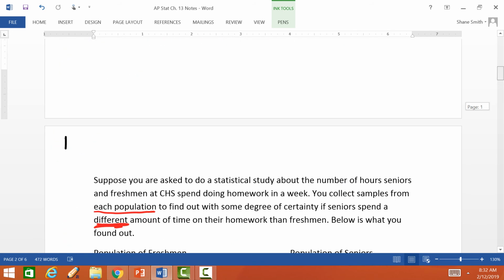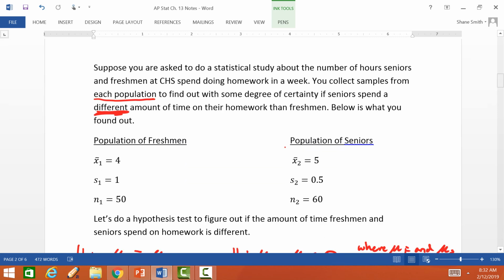So I'm going to scroll up here and show you back to this one. The X bar sub 1 is 4, that's for freshmen. Standard deviation is 1, sample size is 50, the mean of seniors is 5, standard deviation is 0.5, sample size is 60. The alternative hypothesis is two-tailed. Okay, and then it asks for this thing called pooled. Pooled is almost always going to be no.